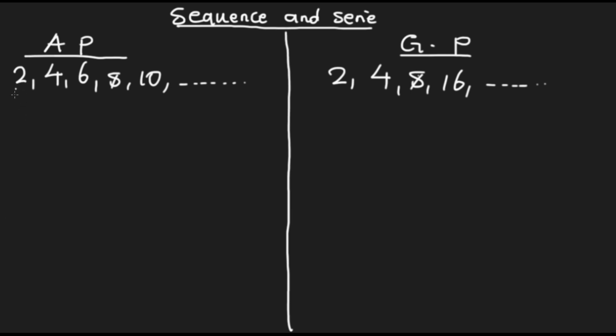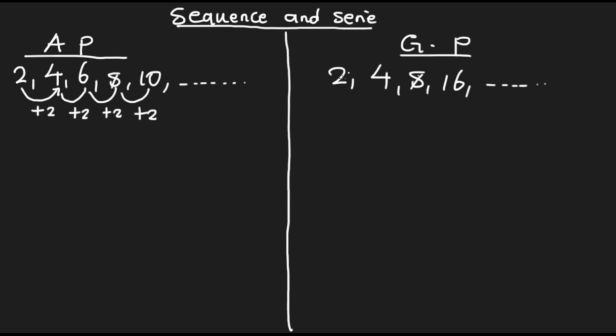So under arithmetic progression, we can see that from 2 to 4, 2 was added. Then 4 to 6, 2 was added. 6 to 8, 2 was added. 8 to 10, 2 was added. So the same amount that was added on the first term to form the second term was the same amount that was used throughout the sequence. So you need to make sure that you have the same amount.